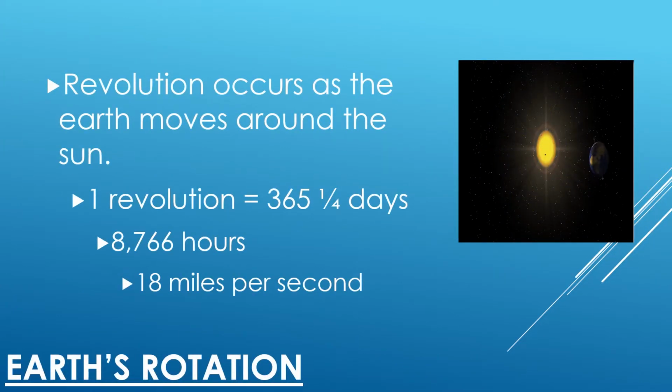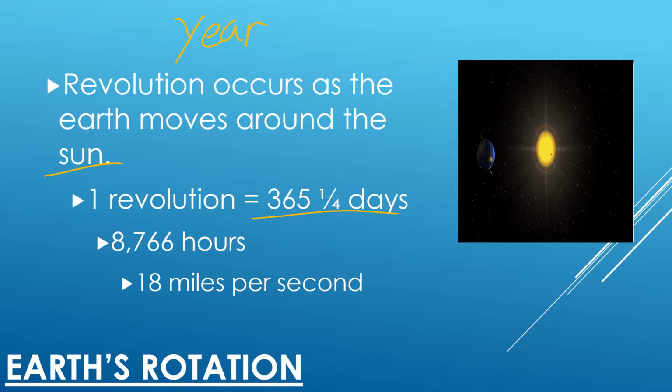So let's start with a little bit bigger scale. We're going to talk about revolution now. So rotation is on the Earth's axis; revolution occurs as the Earth moves around the sun. Okay, so this is our year. So revolution is a year, rotation is a day. So one revolution takes 365 and a quarter days, roughly 8,766 hours, and we are moving at 18 miles every second.